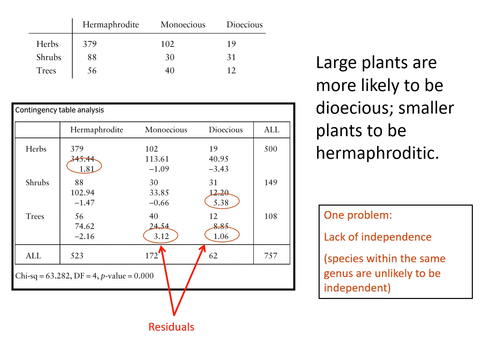One issue here that I want you to just note quickly is that we have a lack of independence. Many of the herbs that were surveyed here probably fall within the same genus or the same species, the same family. Equally, many of the trees surveyed here are likely within the same genus or the same family. And since there is this phylogenetic relatedness, since we know that some of the species in the herb group and in the tree group are closely related to each other, we can't consider them truly independent.